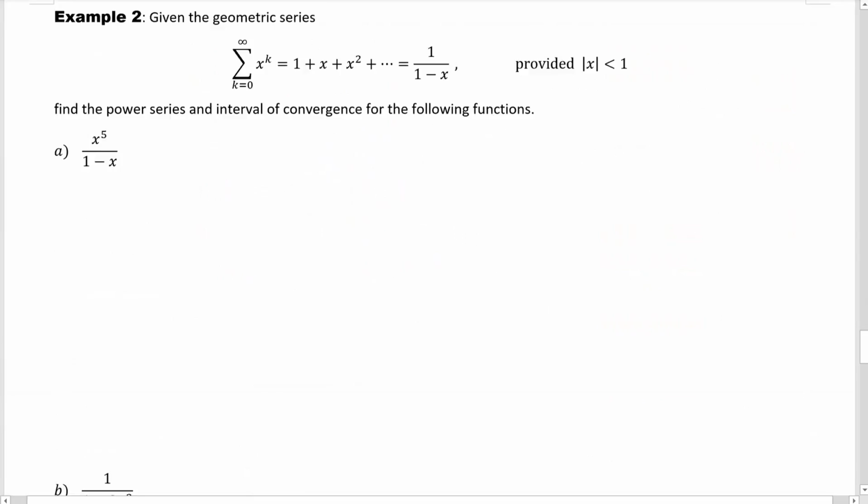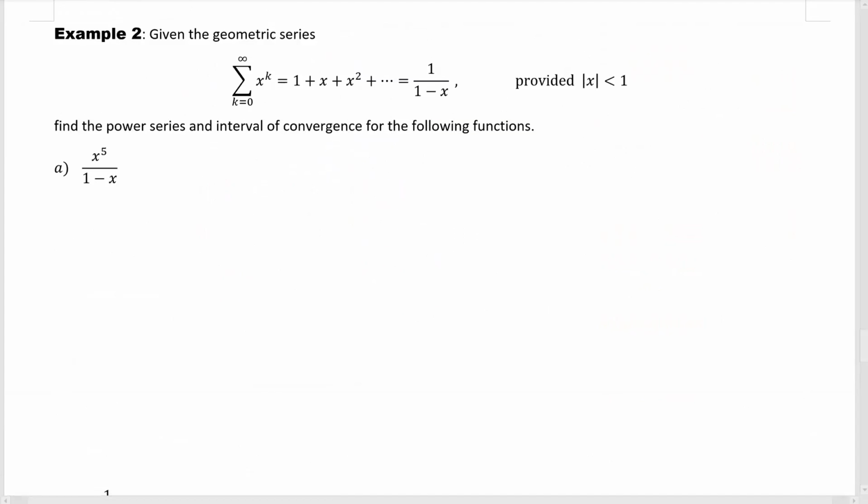Let's look at example 2. Given the geometric power series, sum of x to the k, it converges to 1 over 1 minus x if the absolute value of x is less than 1. Okay, so find the power series and the interval of convergence for the following functions.